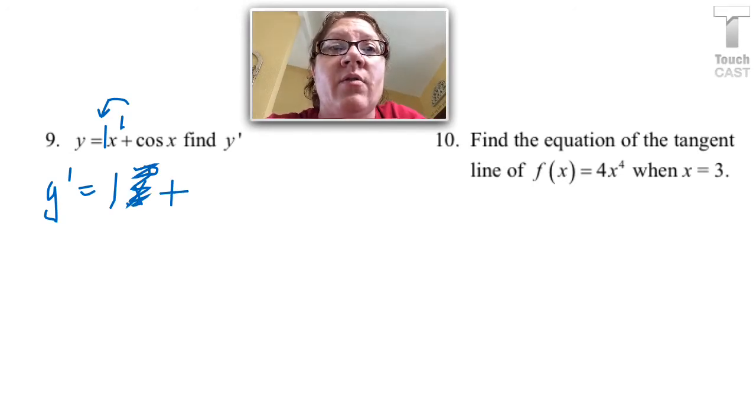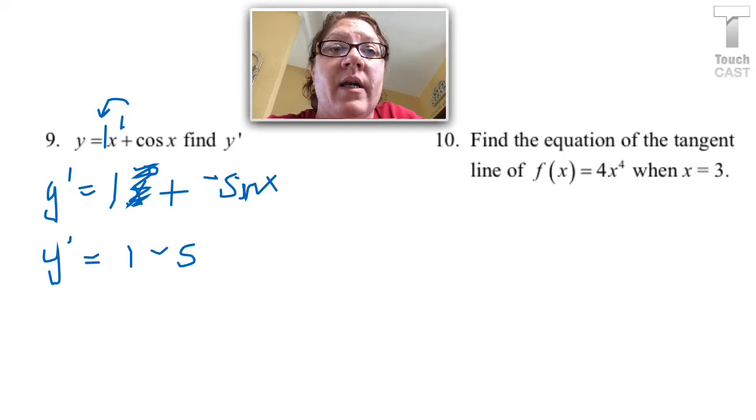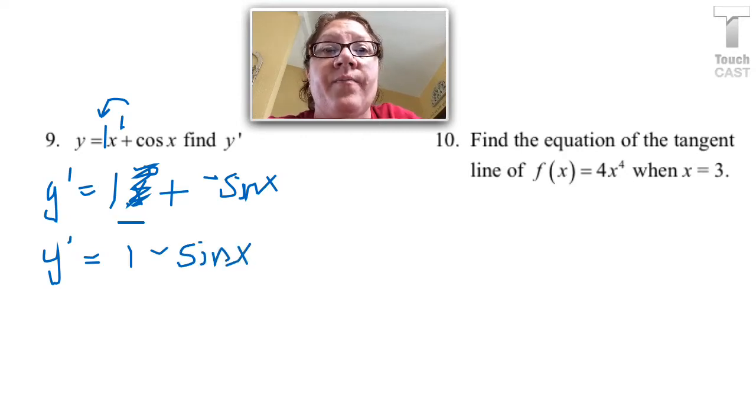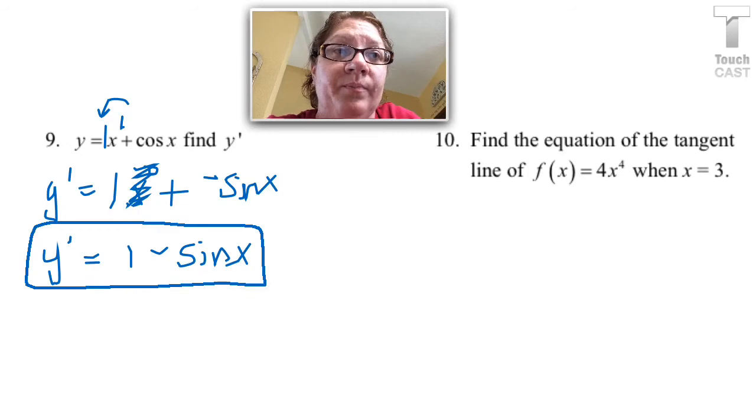Plus, remember the derivative of cosine is negative sine. So I could just write it as 1 minus sine of x instead of plus a negative. Oh my gosh, so simple.